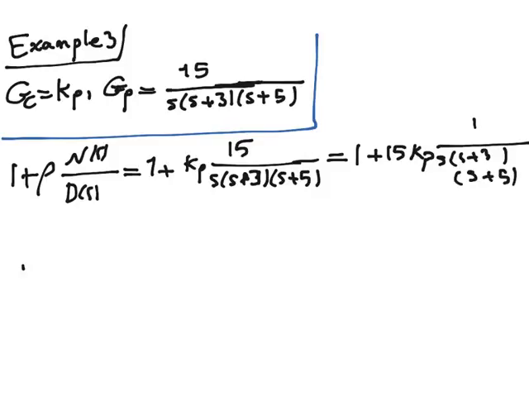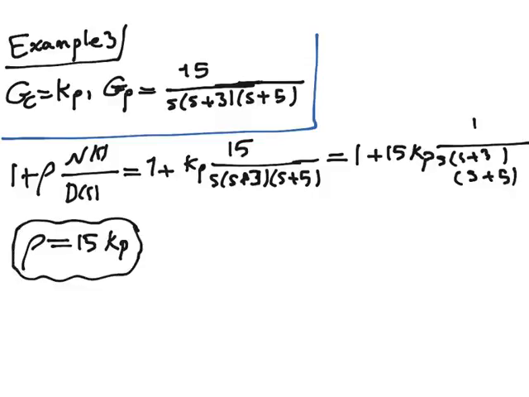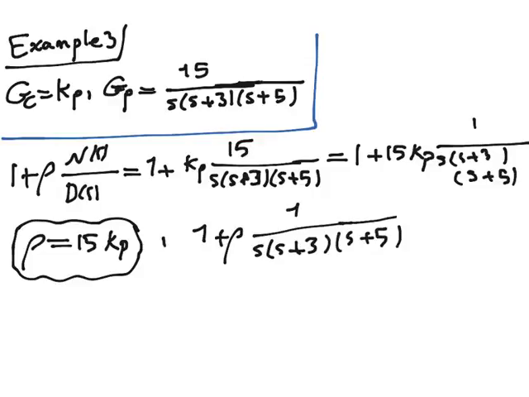And from here we can say that rho will be equal to 15 times KP, and we will solve 1 plus rho times 1 divided by s times (s plus 3) times (s plus 5). So we will draw the root locus for this equation.